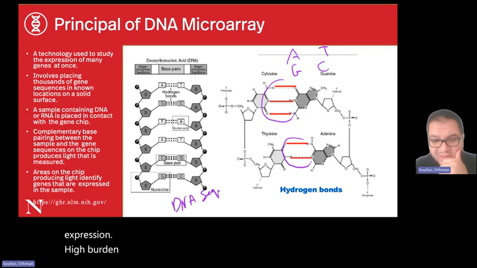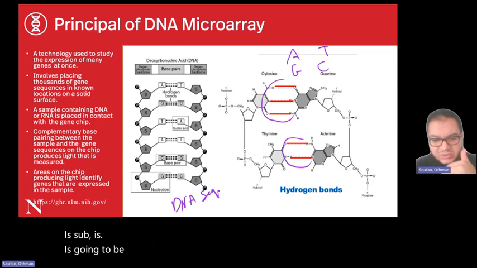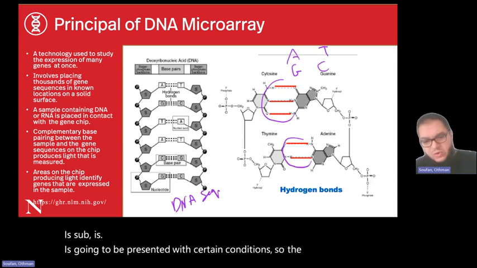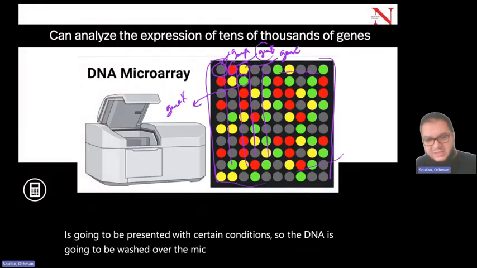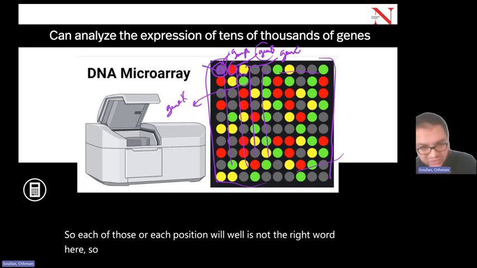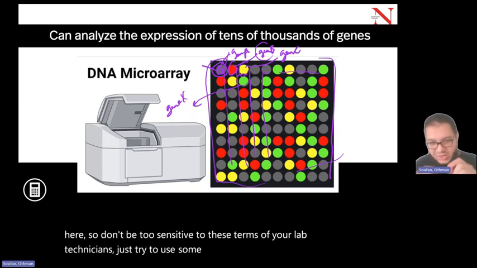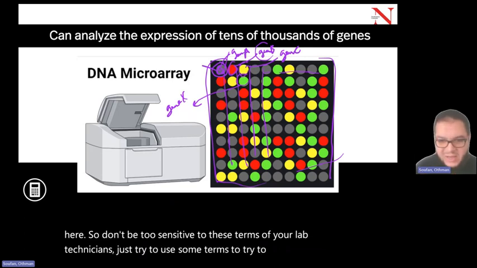Hybridization, where the labeled target DNA is going to be presented with certain conditions. So the DNA is going to be washed over the microarray slide. So each position will... "will" is not the right word here. So don't be too sensitive to these terms. If you are lab technicians, let's try to use some terms to bring you closer to the idea.